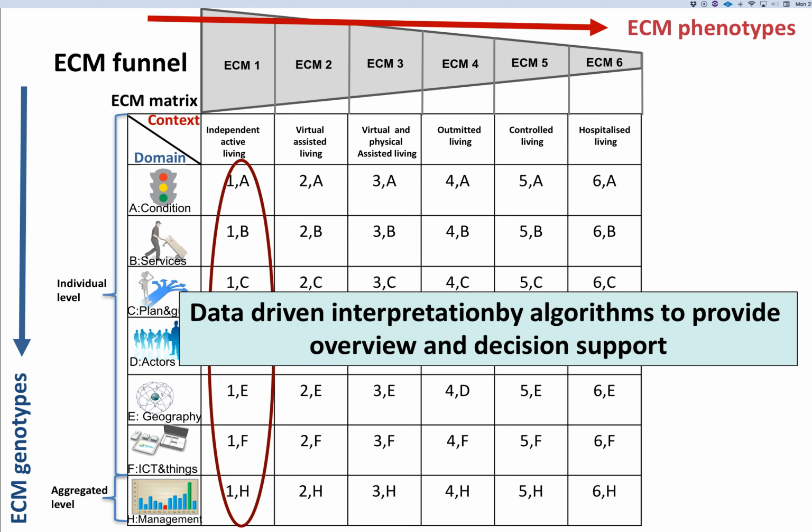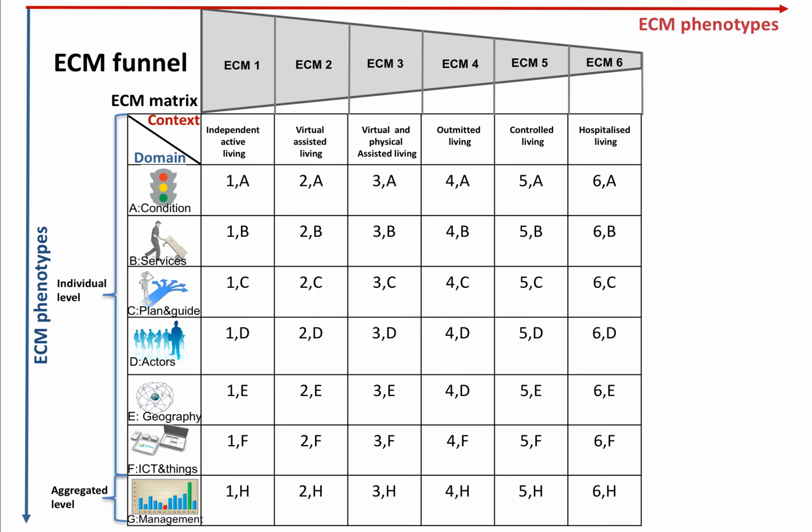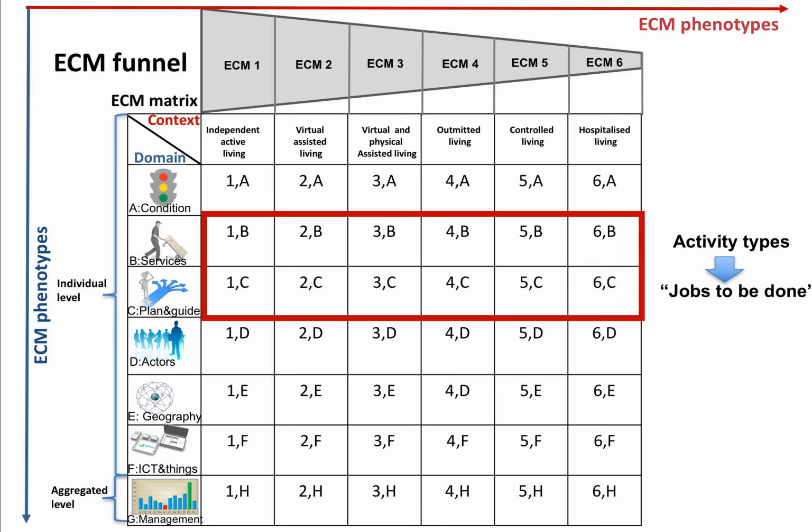We'll now look at the interaction between the ECM service domain and the plan and guide domain. We'll look at the mechanism that translates relevant service types contained in the service domain to a person's individual plan included in the ECM domain C, plan and guide, in what we call jobs to be done or services to be carried out.